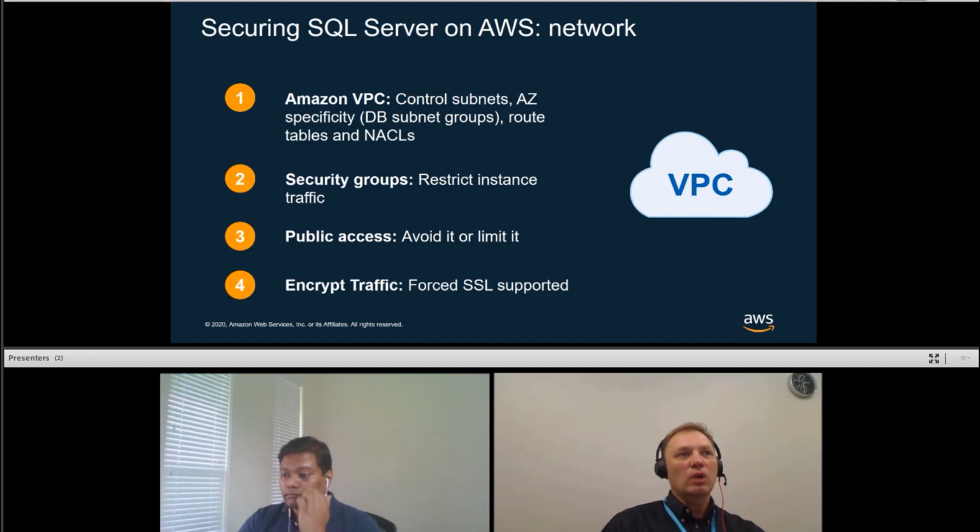Now, security groups, we've talked about this, and we even looked at the way I reconfigured my security group. Essentially, we said that this is nothing but a virtual firewall that lets you configure your protocol and your port. Public access, obviously, try to avoid it at any cost. And for securing your traffic, SSL is very much supported on RDS.